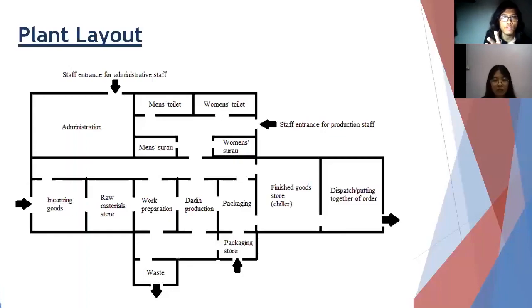The toilets are also far away from the processing line, so they are separate between the processing line and the other areas. Yeah, I think basically this is the layout.